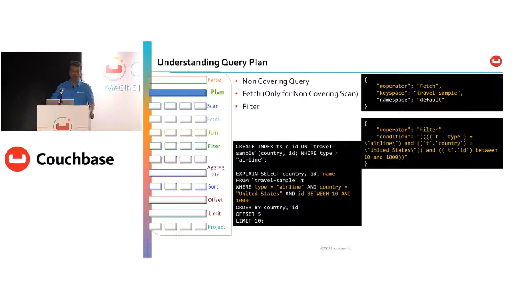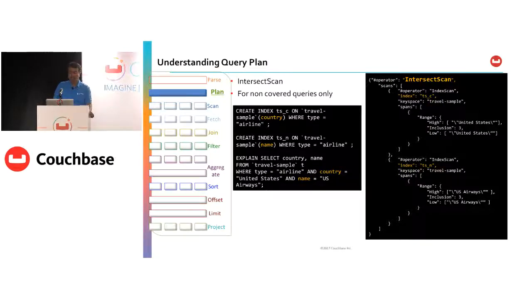So if you see here, we have three predicates: type equals airline, country equals United States, ID between 10 and 1000, and here we have only two predicates, country equals United States and ID between 10 and 1000. Where did the third predicate go? Anybody want to try the answer? It says index is covered. Index can handle all your data. We have three predicates, but we have pushed down only two predicates. What happened to the third predicate?